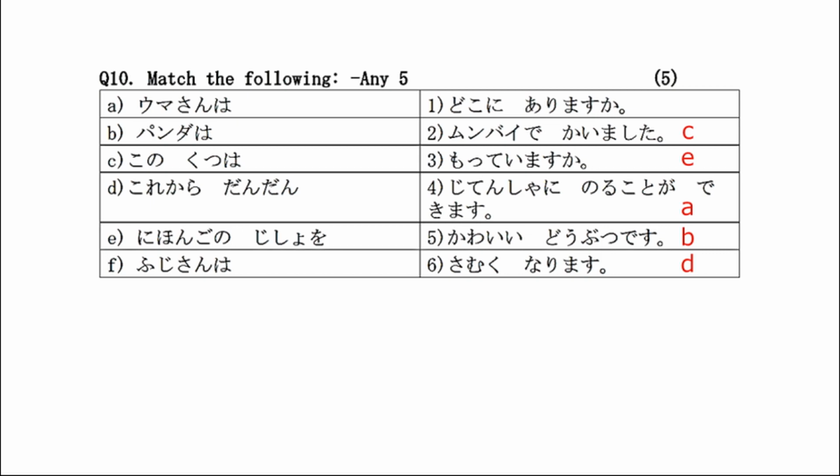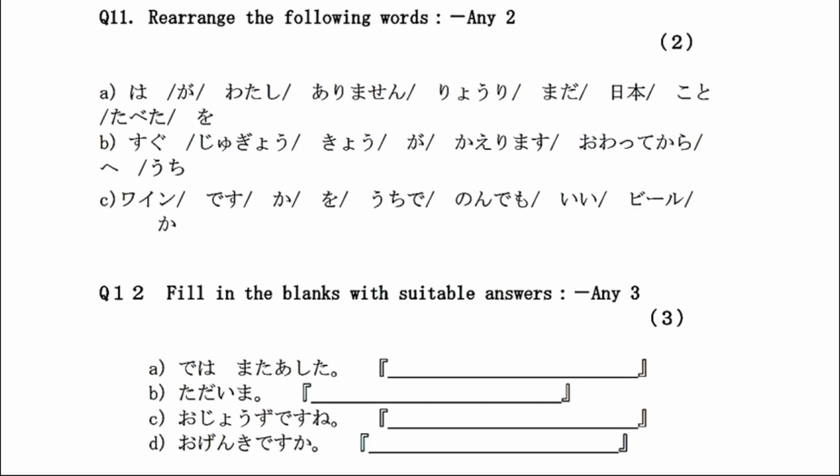Let us see the sixth sentence. F is Fuji-san wa. The correct answer will be Doko ni arimasu ka, which is in the first line in the column on the right. So let us write F next to this sentence. Next, let me go to the 11th question, which is rearrange the following words.